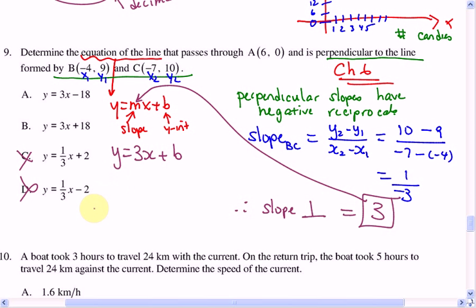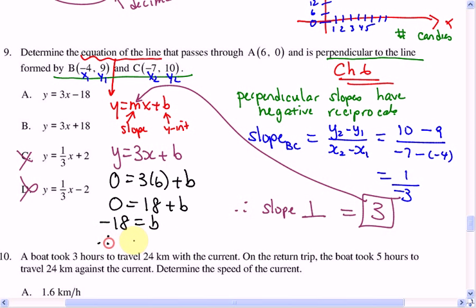You bet, 6, 0. So let's plug in 0. Let's plug in 6. 3 times 6 is 18. We've got this. Be careful with your algebra. B equals negative 18. So therefore your equation is y equals 3x minus 18. You should choose A.